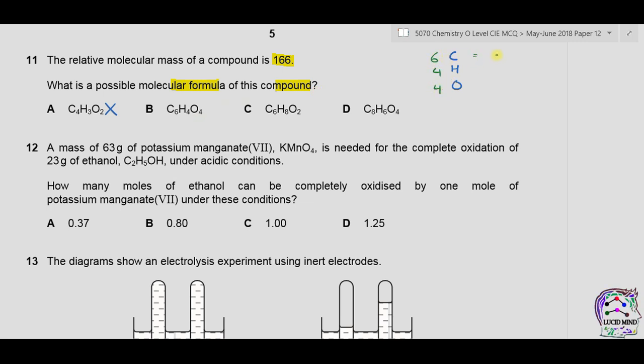So 12 into 6 is 72. 4 into 1 is 4. 16 into 4 is 64. So it comes equal to 140, which is also incorrect because it should be 166.